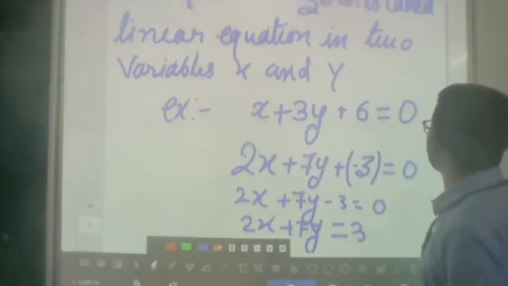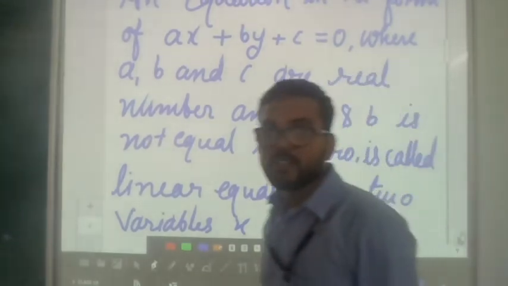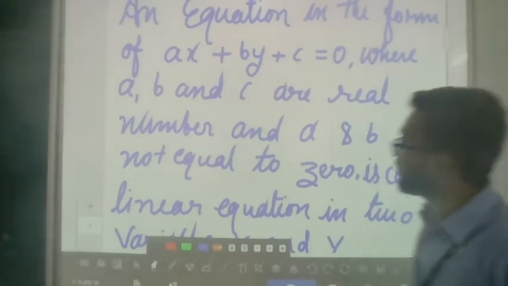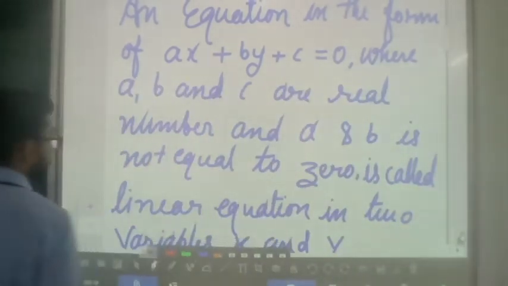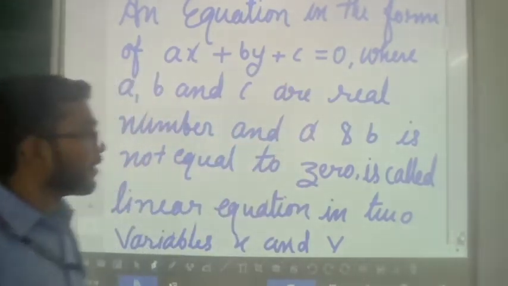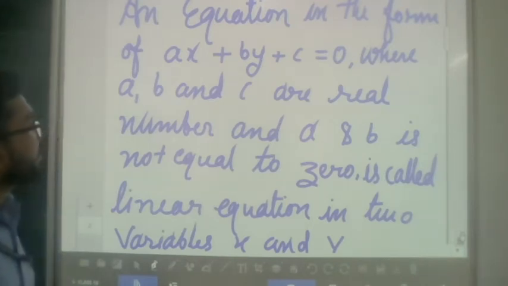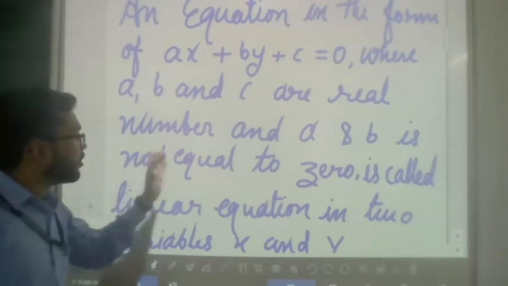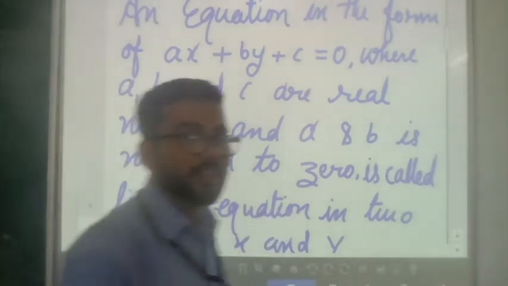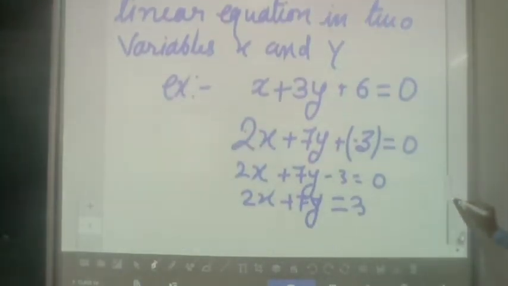If you write this statement: an equation in the form ax plus by plus c is equal to 0, where a, b, c are real numbers and a and b are not equal to 0, it's called a linear equation in two variables x and y. Okay, this is the statement and these are the examples we can write.